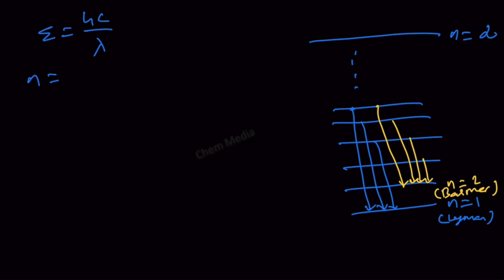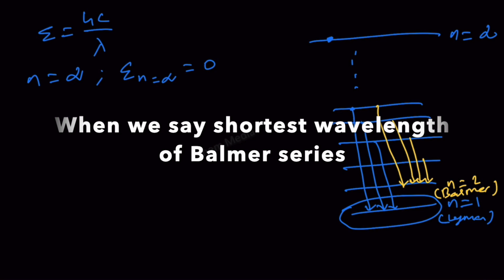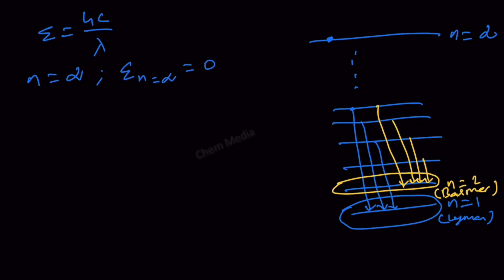But when the n value is infinity, when the electron is here, what would happen to the energy? Energy would become 0, because we are basically hitting the continuum. There won't be any interaction between the nucleus and the electron. So therefore, mathematically, when the n value is infinity, energy would become 0, which means the shortest wavelength of the Lyman series is the energy of the state itself. That's what we need to understand. And when we say Balmer series, it is the energy of the state itself. So therefore, we can calculate it this way.